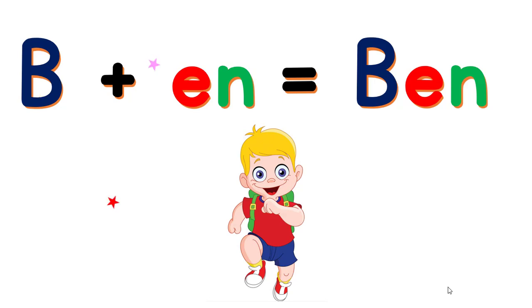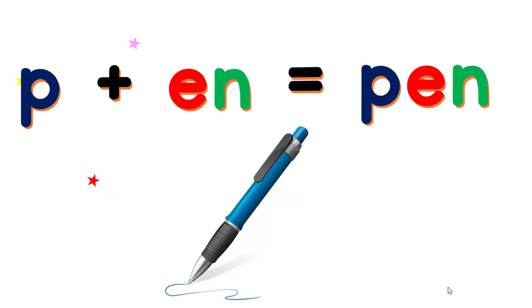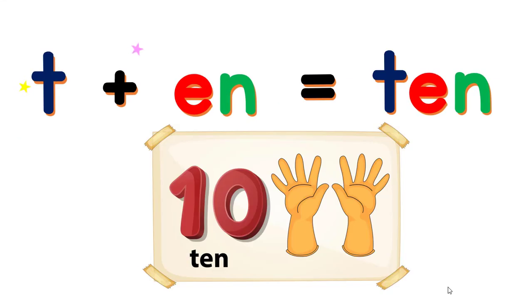Yes, next one. P sounds P. P and pen. All right. Okay, next one. T sounds T. T and ten. Very good. T and ten. I have 10 fingers.